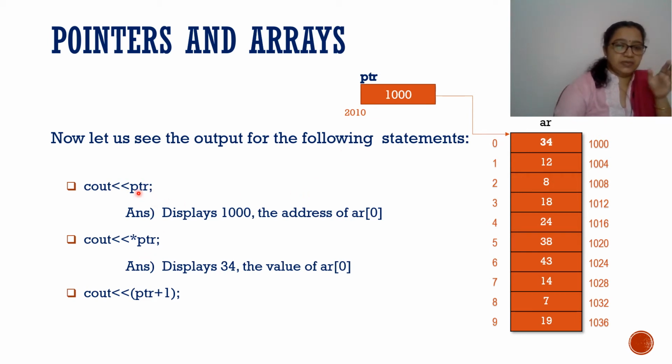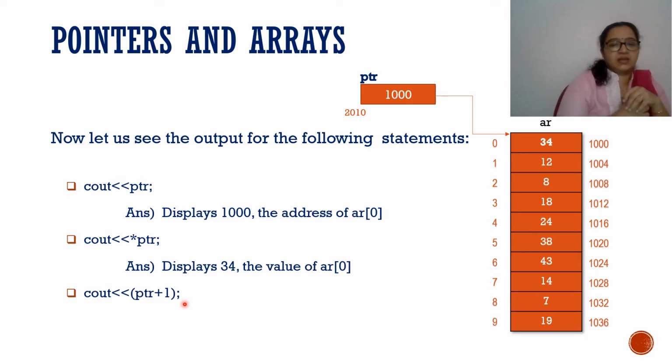If we simply use PTR, we will get the direct content of PTR. Then star PTR means the location. This is the location of another cell. So we will move on to that cell, and the content inside that cell we will get through the star. Clear?